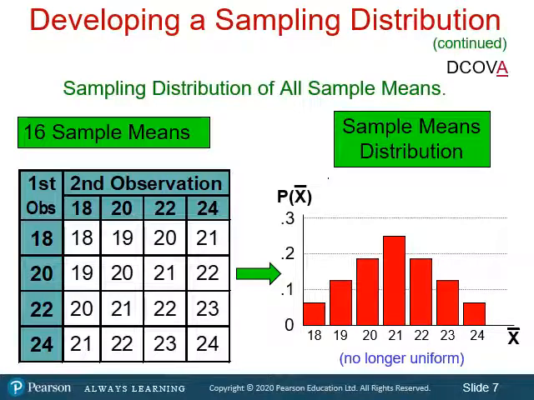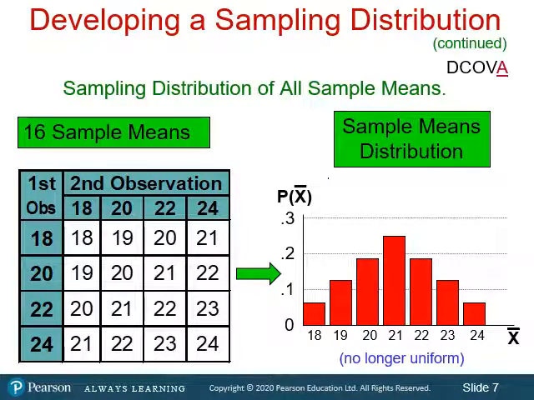What we will do next is generate a distribution from all these mean values. So we see here 18 appears only one time, a mean value of 19 appears two times, a mean value of 20 appears three times, a mean of 21 appears four times, and here 22 three times, 23 two times, and 24 appears only once. So we will draw them in this plot here with the probability of appearance and also the mean values.